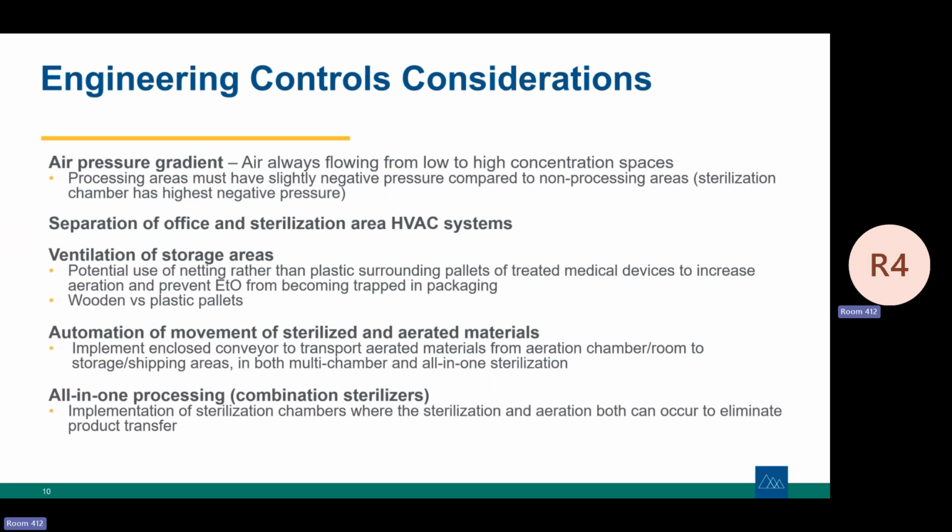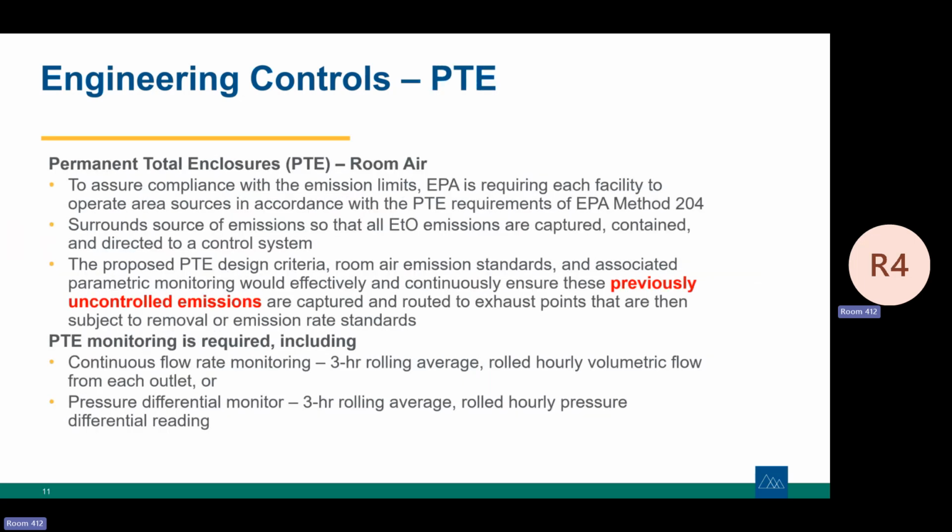Air pressure gradients, separation of HVAC systems, ventilation of storage areas, automation of your sterilized materials, and then all-in-one combination sterilizers. So kind of do everything all in one chamber as opposed to moving it along the process, so you're keeping everything contained. And with this, they did add requirements for these permanent total enclosures for the room air now. I think they said about half the facilities currently have those. So this is something else that within that time frame, people are going to have to add to meet these PTE requirements according to Method 204.